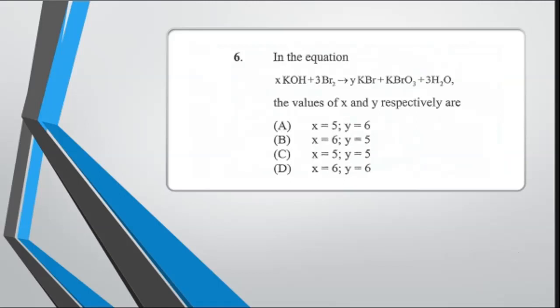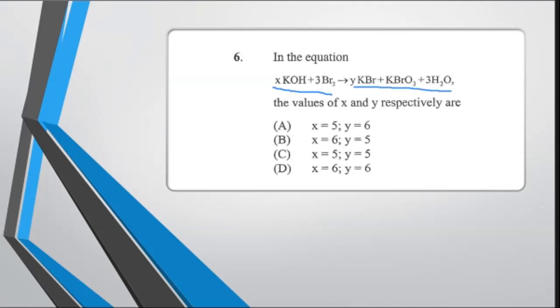Question 6. In the equation, so they give us an equation there, right? X KOH plus 3Br2 to give you Y KBr plus KBrO3 plus 3H2O. And they ask us to find the value of X and Y respectively. Now in order to do that, the number of reactants must equal the number of products. However many elements we have on the reactant side, it must also equal the elements that we have on the product side.